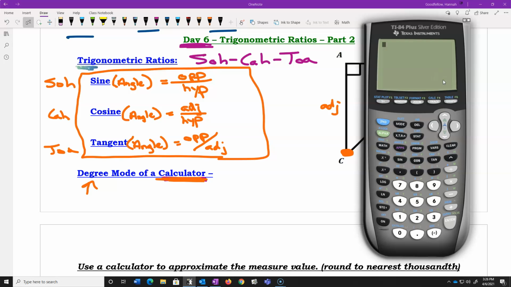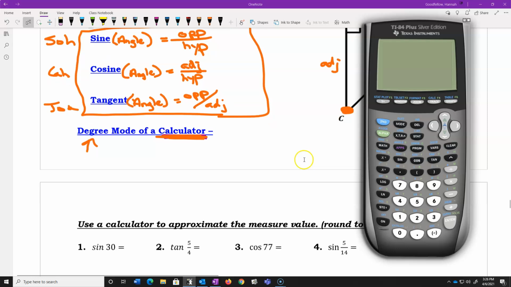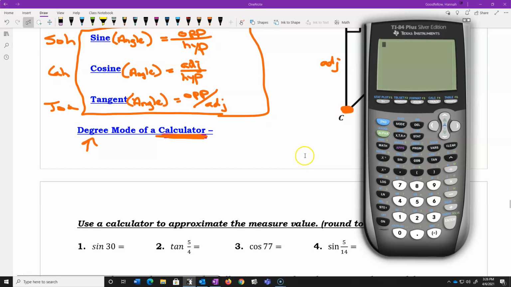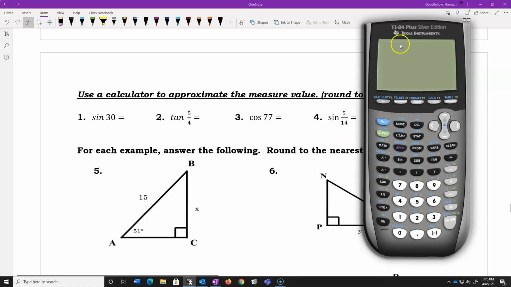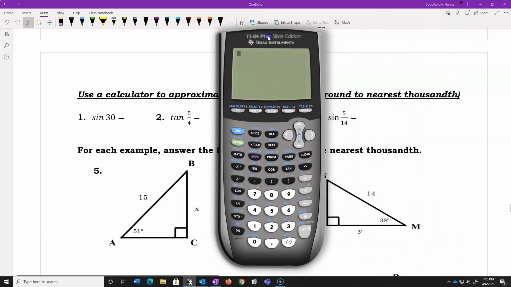If you're using your phone, you might have a DRG button, which stands for D, R, and G. If you push it, it'll change, and you want it to be in D, which is the degree mode of your calculator. If not, you might have to go to the settings on your calculator and find out how to get the degree mode.